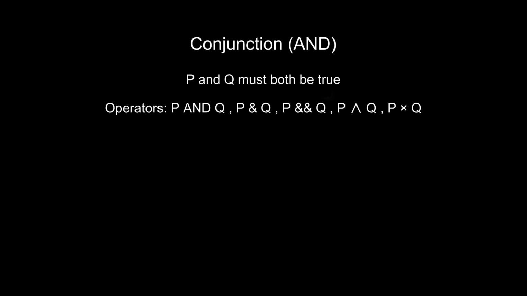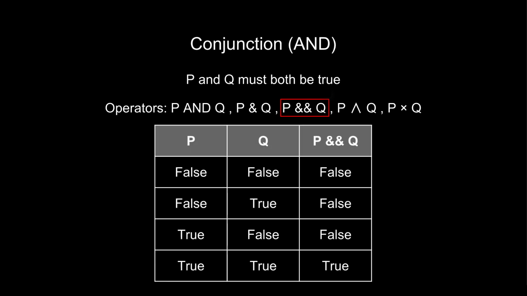The next operator is conjunction, or more informally known as the AND operator. For this, two variables, we'll call them P and Q, must both be true for the result to be true. When it comes to conditional statements, we'll want to focus on the ampersand operator, although you might find several different operator symbols for the AND in Boolean logic. This table shows what happens with the AND operator for the different possible values of P and Q. Notice that when P and Q are both true, the result is true. Otherwise, the result is false.